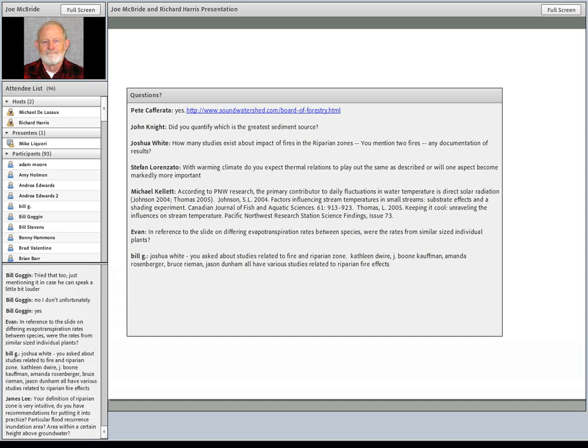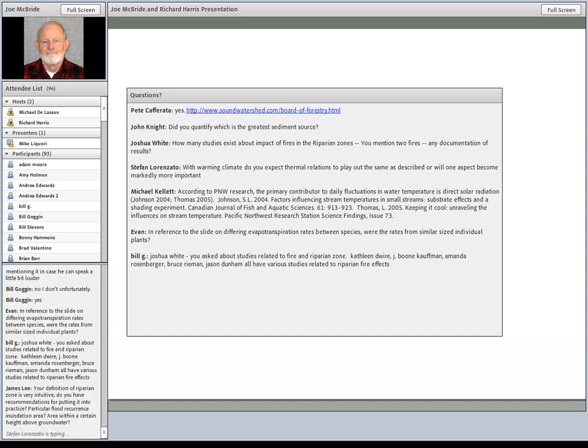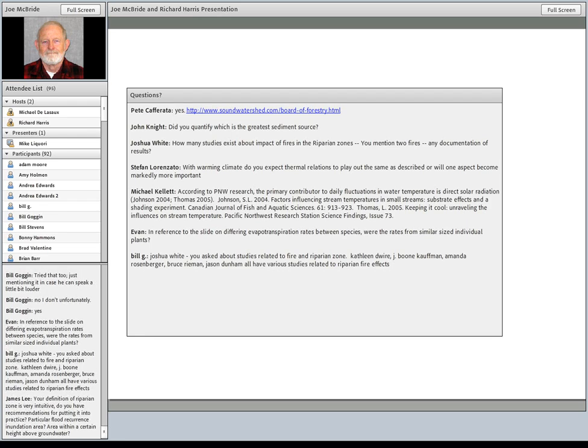Well, there was one about your evapotranspiration studies and whether they were done with similarly sized plants. Yes. Well, that comparison of willows and oaks and cottonwood, they were all 10-inch diameter trees. There was a little bit of difference in the height, but not much.